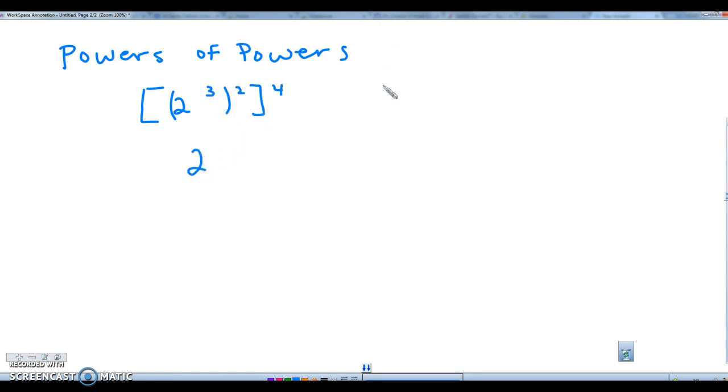Well, when I have powers of powers, I need to multiply the powers. So I'm going to end up multiplying 3 times 2 times 4. Well, 3 times 2 is 6, times 4 is 24. So I have 2 to the 24th power, which is going to be a really, really big number.